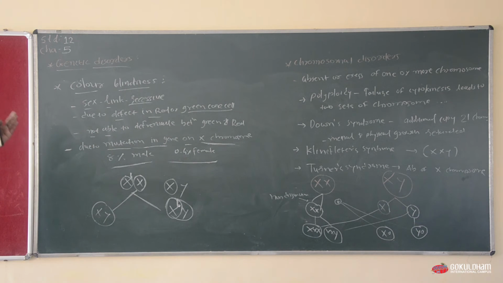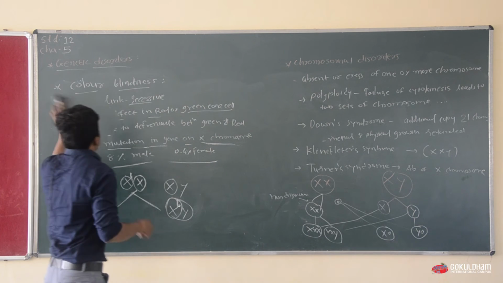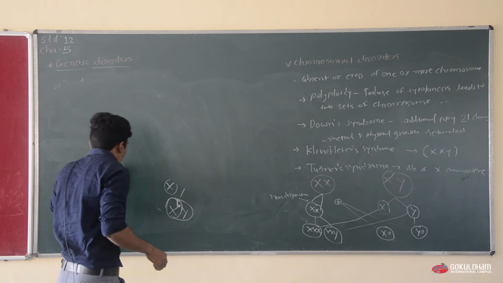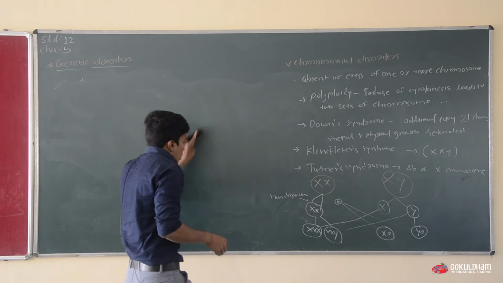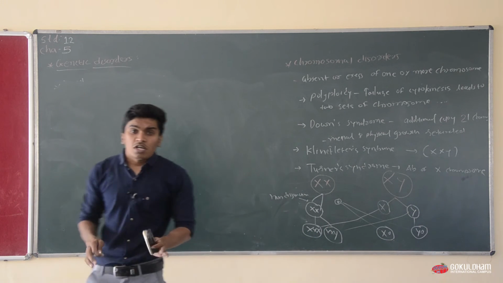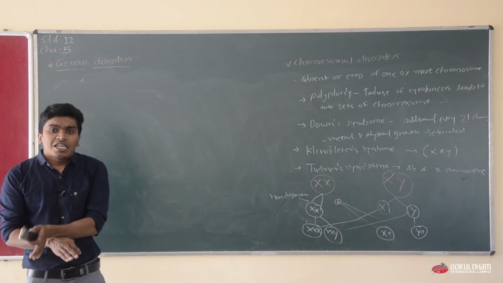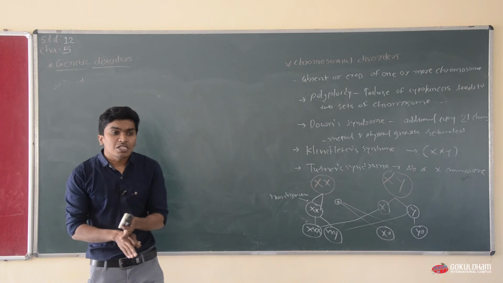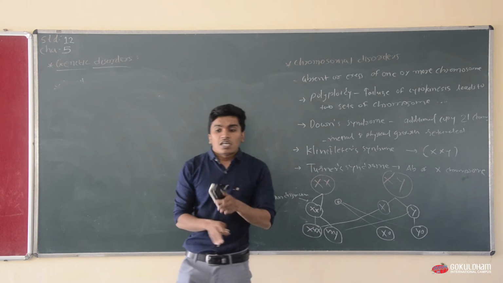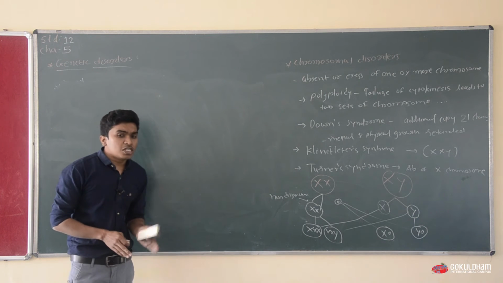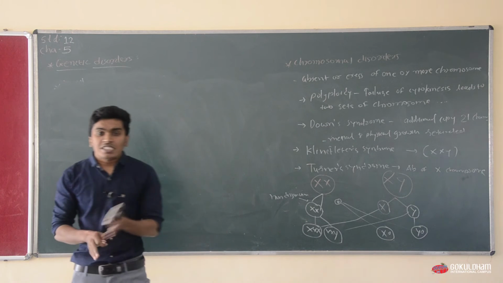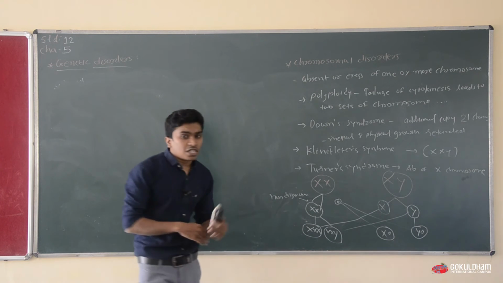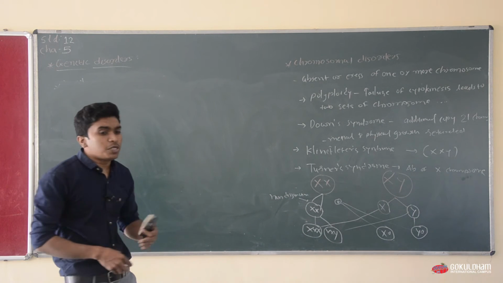Okay, so this is about Mendelian disorders. Now we will discuss chromosomal disorders. A chromosomal disorder occurs due to the presence or absence of one or more chromosomes, which means that in the abnormal condition one extra chromosome is present in a particular individual, or one chromosome is absent in a particular individual, which leads to certain changes in the phenotype of the individual, known as a disorder.